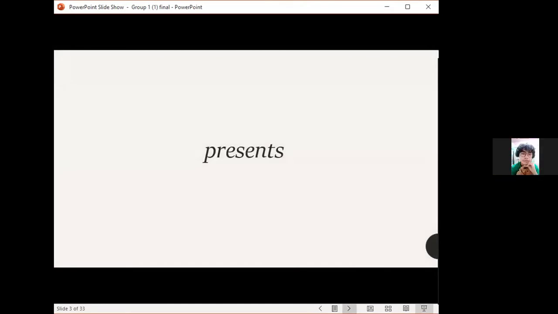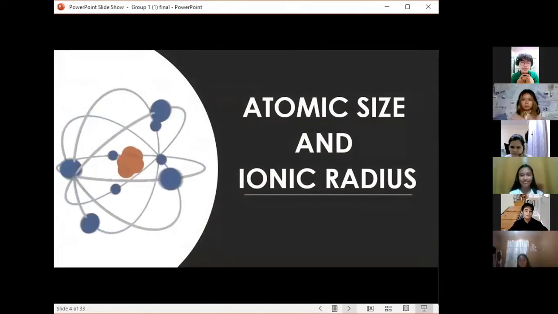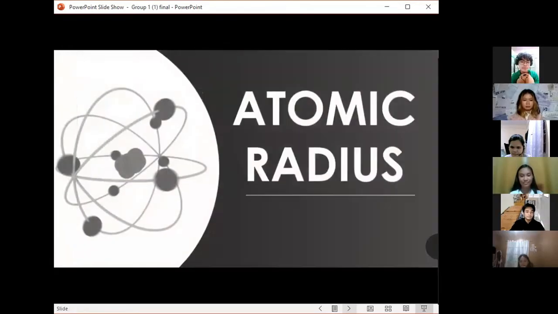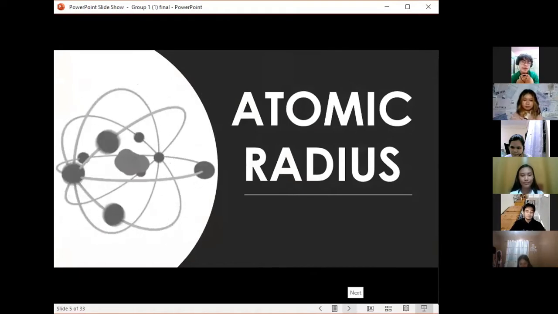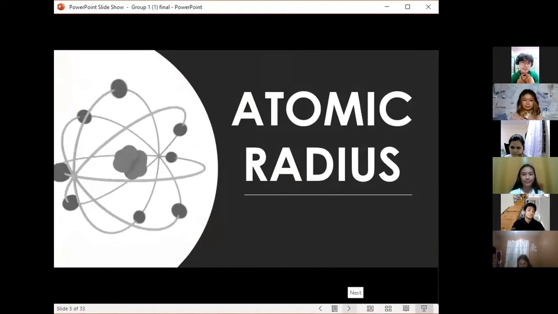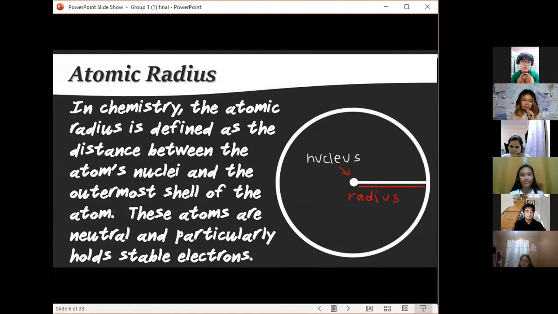We will present to you atomic size and ionic radius. For the atomic size or atomic radius, we have Catherine to explain the definition. In chemistry, an atomic radius is defined as the distance between the atom's nuclei and the outermost shell of the atom. These atoms are neutral and particularly hold stable electrons.